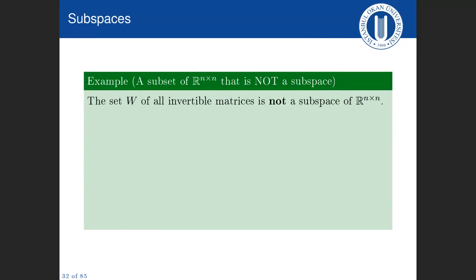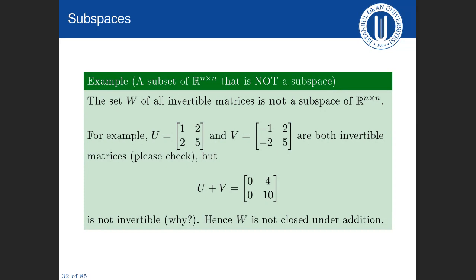Now I want to give a subset of R^(n by n) where it is not a subspace. The set W of all invertible matrices is not a subspace of R^(n by n). Why? Because invertible matrix plus invertible matrix is not always invertible. For example, if U is the matrix 1, 2, 2, 5, and if V is the matrix -1, 2, -2, 5, both of these matrices are invertible. I leave that for you to check. But U plus V is not invertible.